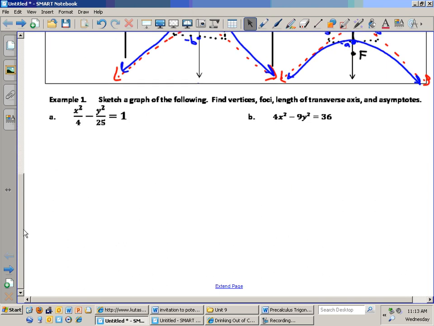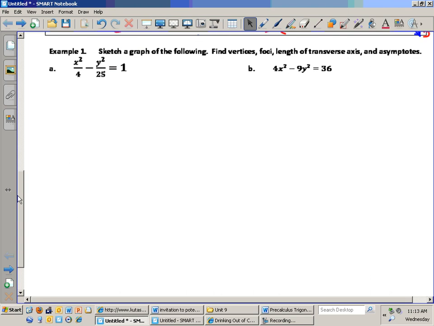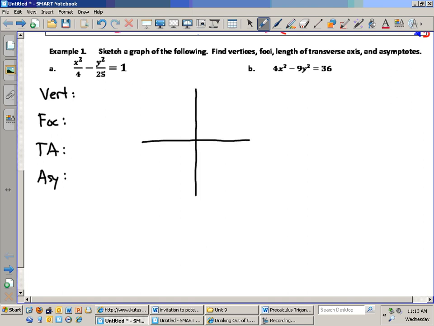Okay, then let's sketch a graph of the following. Let's find the vertices, the foci, the length of the transverse axis, and the asymptotes. We start with the vertices. Tell me first, is this going to be a horizontal hyperbola or a vertical hyperbola? Why? It starts with x squared, it's positive, so I start with x squared. It's whatever's first, whatever's positive. So x squared is positive, y squared is negative, so it's going to be a horizontal.